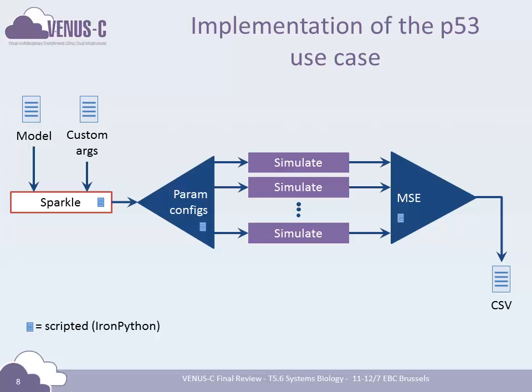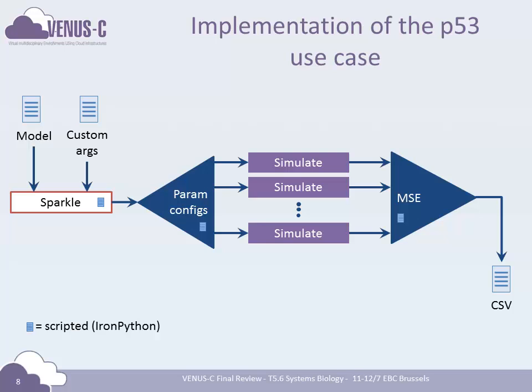Let's see now how the data flow of the model fitting experiment looks like and how the experiment is executed on the platform. The model of the p53 is given as input by the researcher, along with a script and some custom information needed by the script. When the experiment is submitted to our platform, only a special job is created, here called Sparkle and represented by a box with a red border.